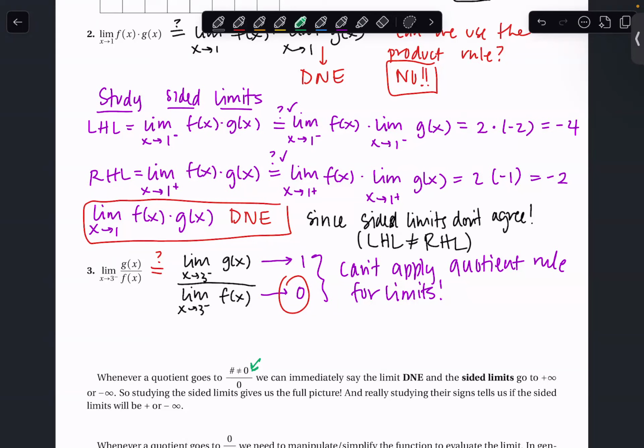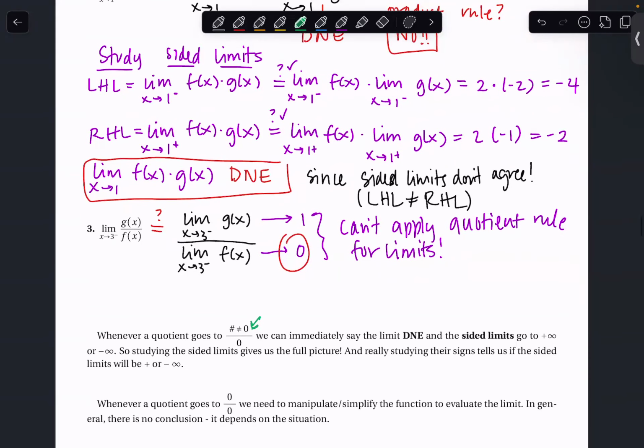But if they go to opposite directions, one's negative, one's positive, then my overall limit does not exist, and that's all I can say. If they agree with each other, if they both go to positive or both go to negative infinity, then that's exactly what my limit's going to be. And I want to give that extra piece of information. I don't want to just say does not exist if I can give a little bit more info on if it goes to positive or negative infinity in those cases.